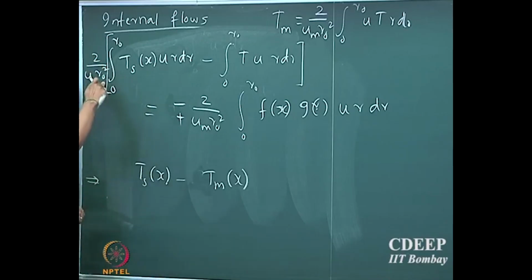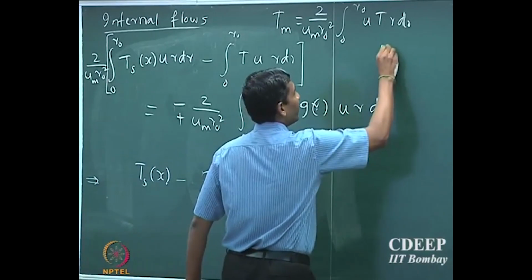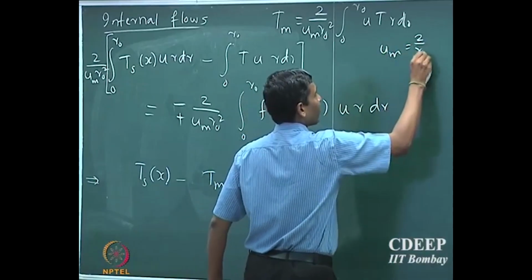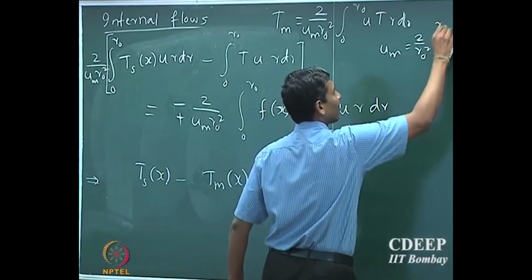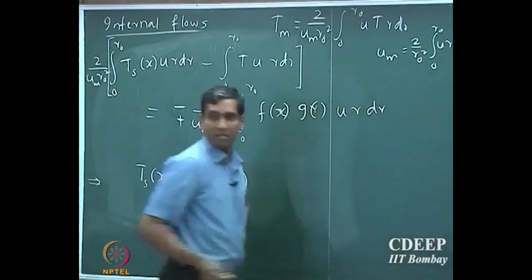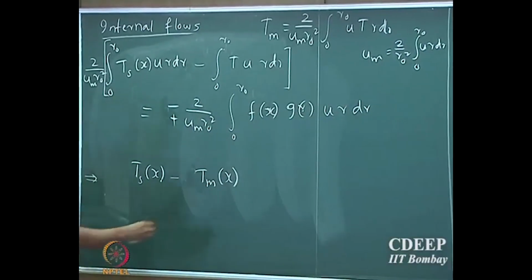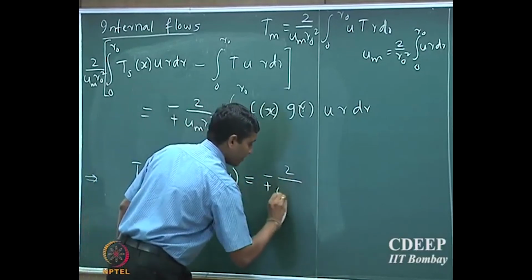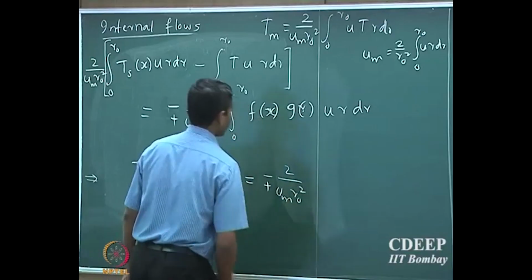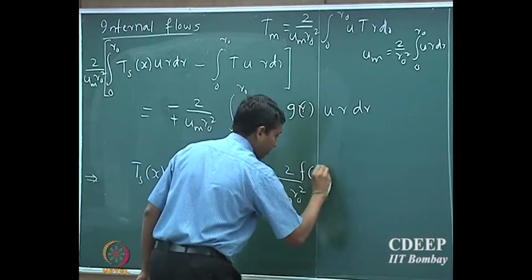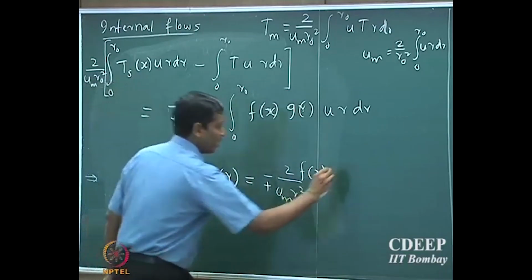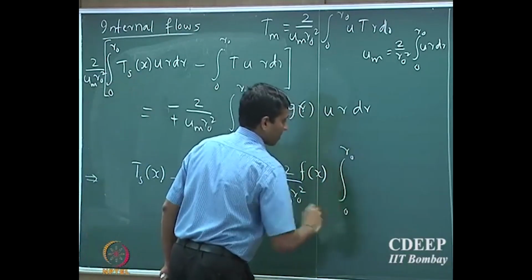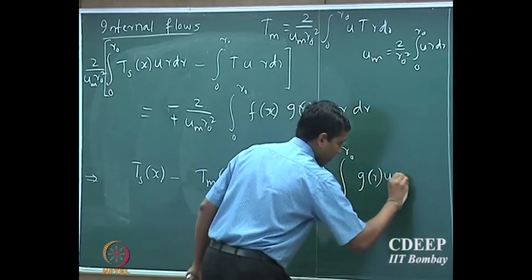Um itself is 2 by r naught square, which is already there, so this is Ts of x minus Tm of x. Okay. So remember that um is 2 by r naught square into integral 0 to r naught u r dr. So that goes away, and on the right hand side you will have minus plus 2 by um r naught square. F of x is not a function of the radial position, so that will be integral r naught g of r u into r dr.